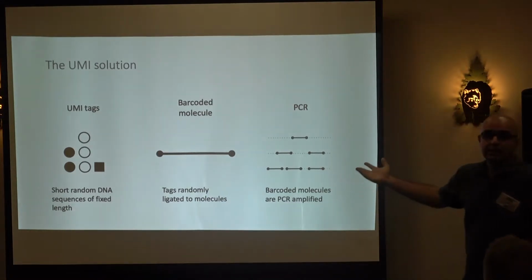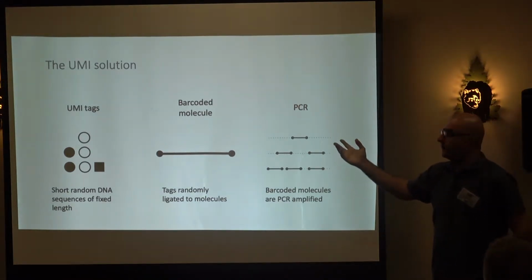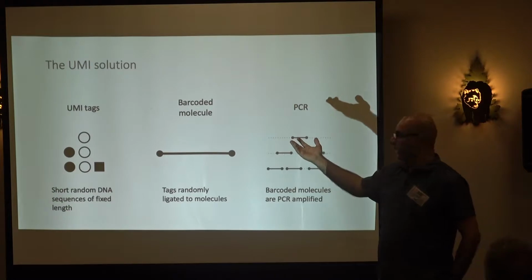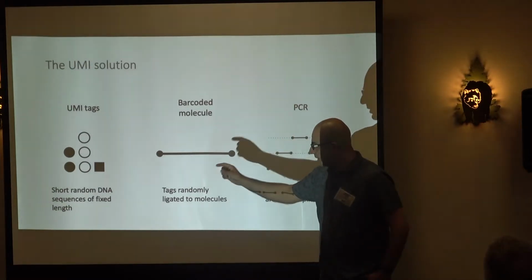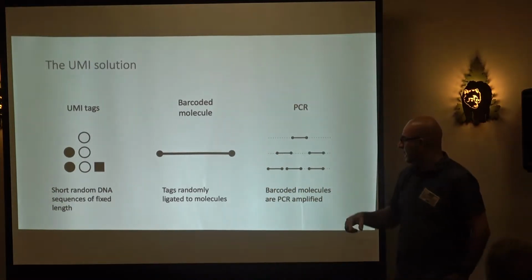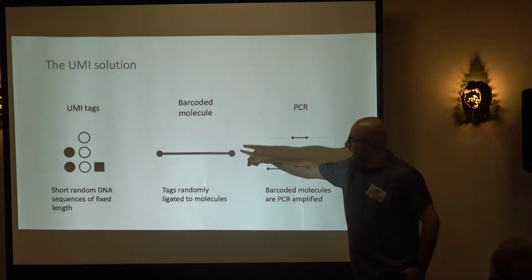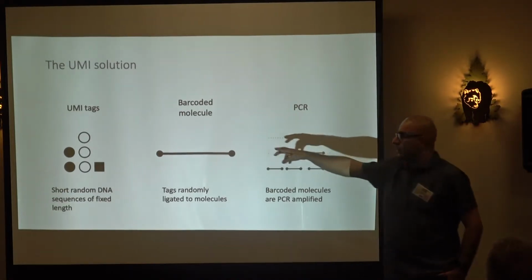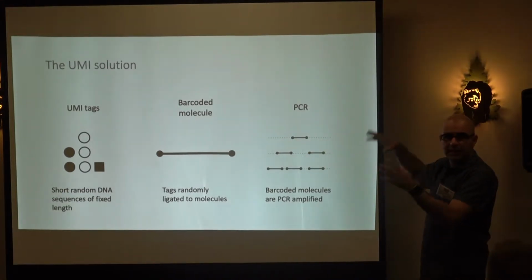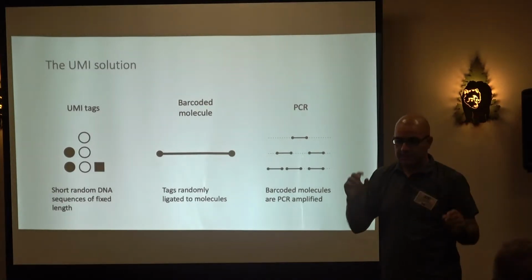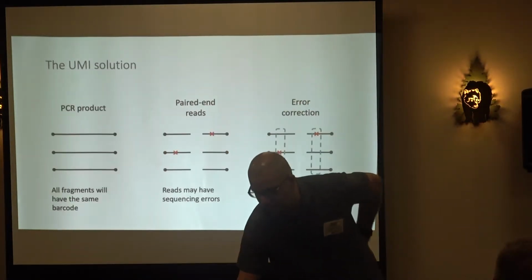In fact, we can. So we have something called a unique molecule identifier. These are basically very short DNA fragments that we can ligate to the actual molecules. And then we can just go through the same process of PCR, capture, and PCR. So how can this help us?